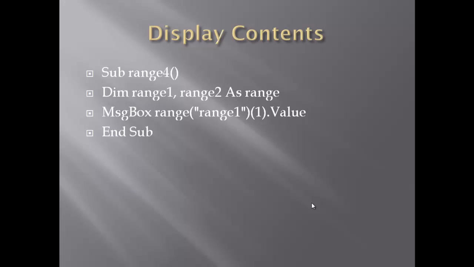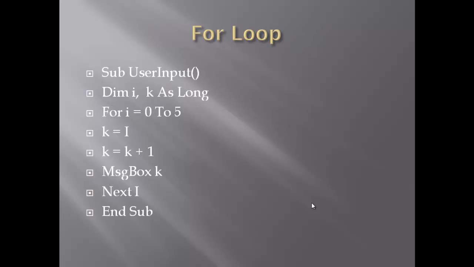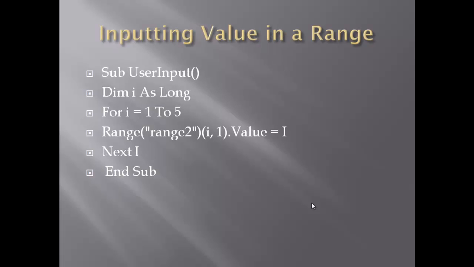Okay, this is a program to display a value from a range. So this would display the first element of the range. Then this is a very simple for loop which runs from i to 5, so 6 values, and it displays each of the values. So this would be a beginning to the for loop in VBA. We are going to then use a for loop to input values in a range. So this loop would input values like 1, 2, 3, 4, 5 in a range.